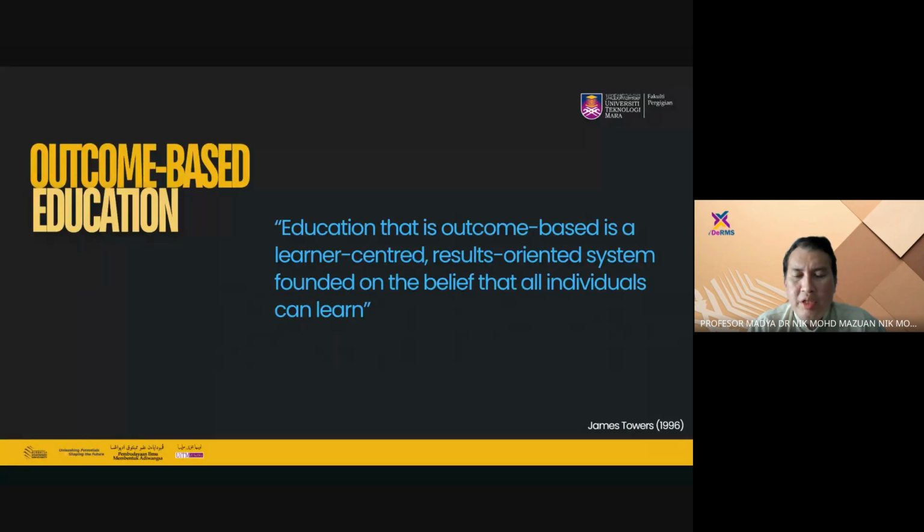Next, these are our references based on this OBE concept. What he said is that education that is outcome based is a learner-centered, results-oriented system founded on the belief that all individuals can learn. So basically, we try to stimulate their learning power by having a lot of resources and methods for them to learn. We need to motivate them to learn, and then at the end, we need to know whether they have learned or not. So these are the concepts in OBE.